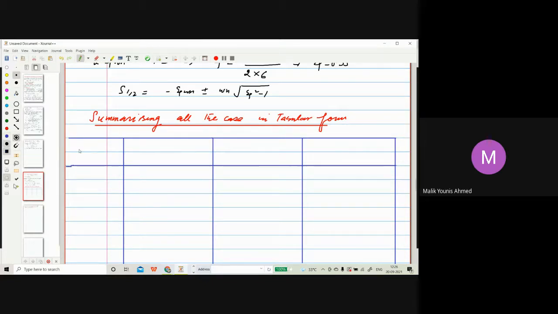So number one will be range of xi. Second will be types of closed loop poles. Third will be nature of response. Fourth will be system classification, that means type of response.